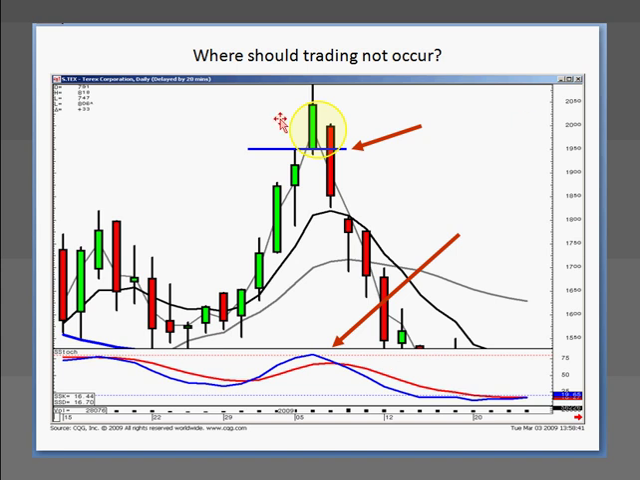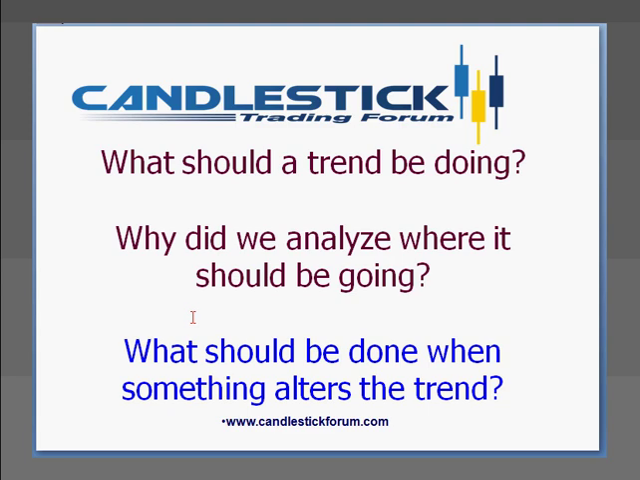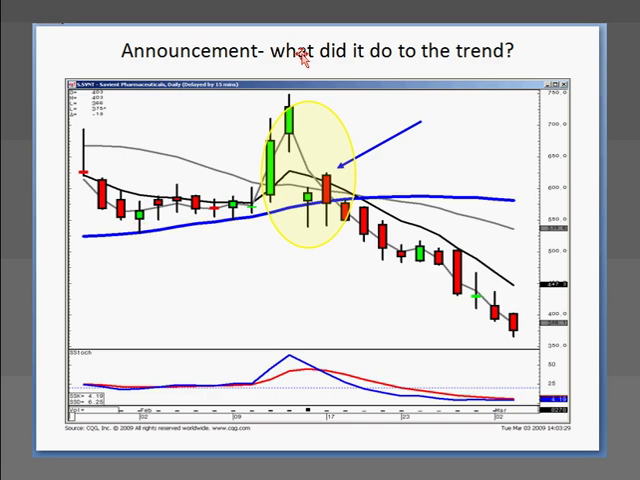So the very simple part of this type of analysis is, what should the trend be doing? Why did we analyze which way it should be going in the first place? And what should be done when it alters that trend? So if we're looking for something like this and they gap it down, that's not going in the right direction. That tells us if we see any weakness, close out the trade.